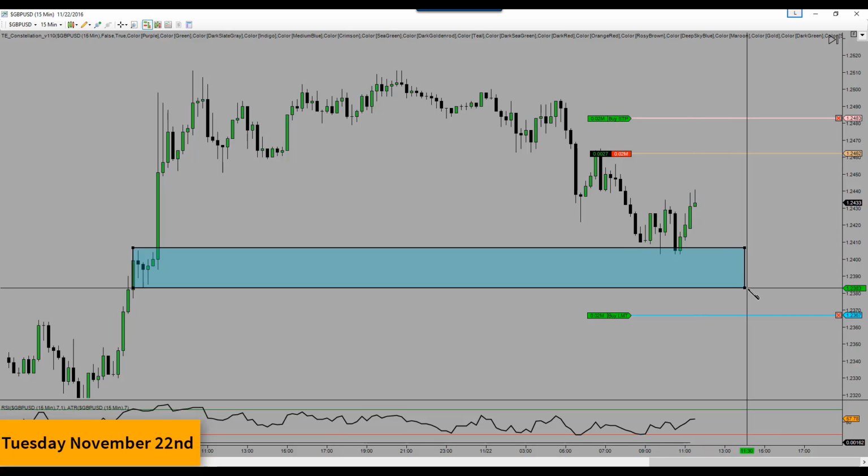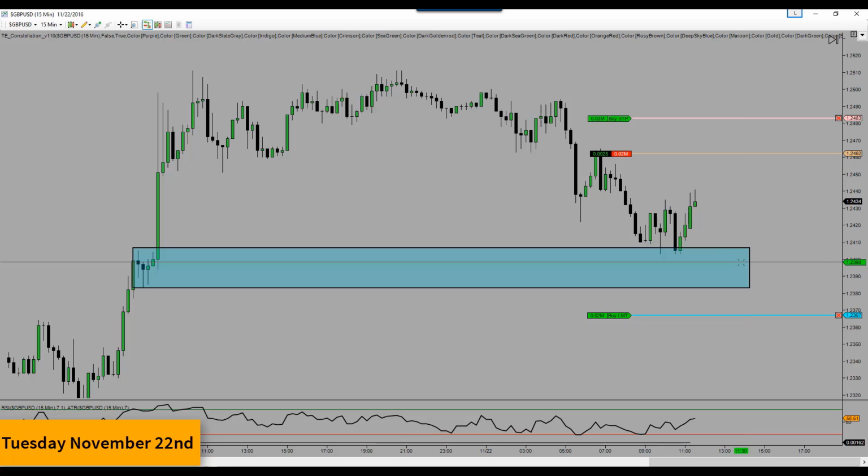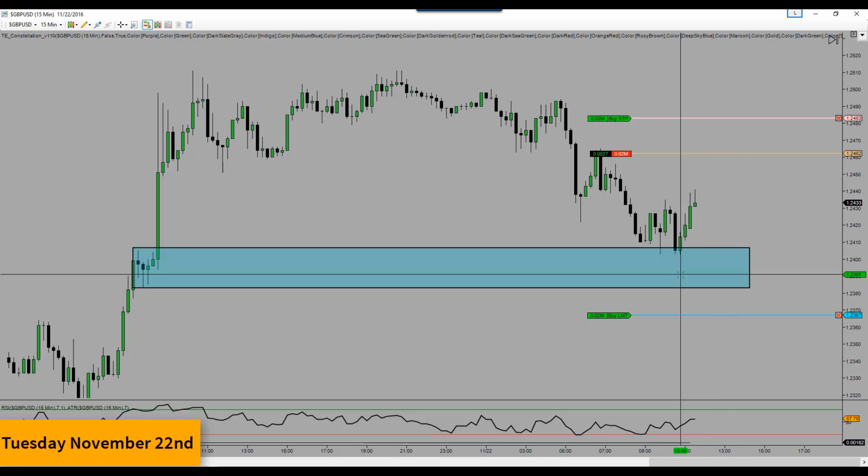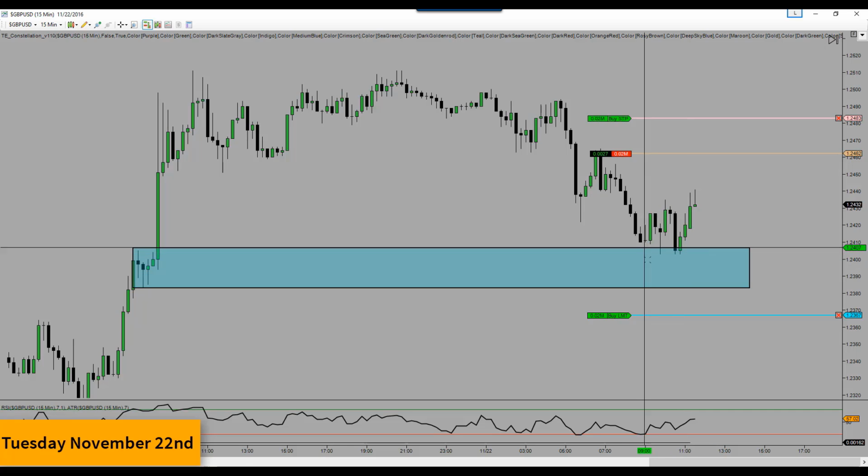If I look left and draw a box here, you'll see a previous level of structure support that we're fighting off that comes in right at that even handle number. For those of you who may be unfamiliar, these even handle numbers like 124.00 are high psychological levels, and the market tends to treat them as support and resistance. So no surprise that we're getting a little fight at that area.